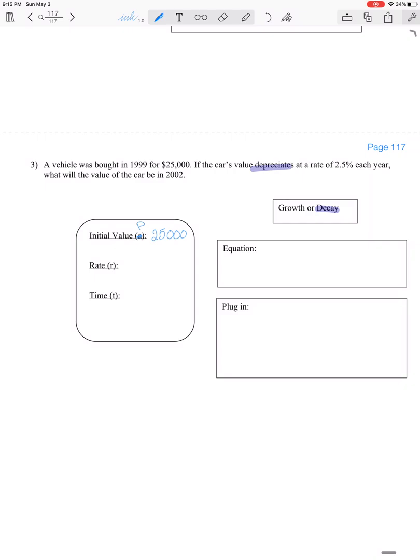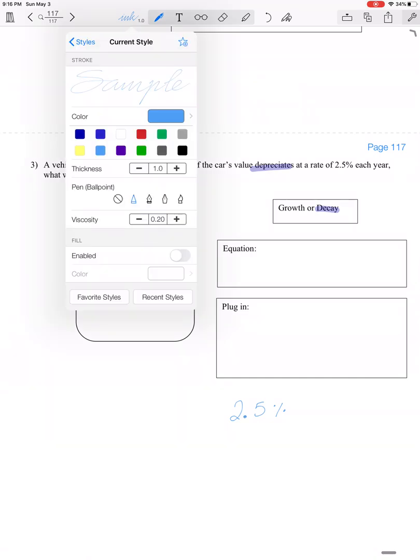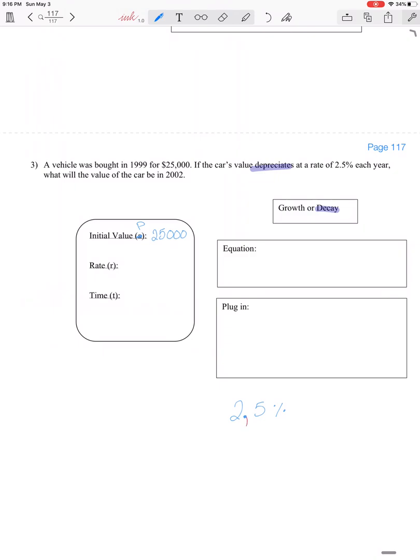Now rate. Again, we have this 2.5%, so we have to convert that to the decimal. So again, we move the decimal place 2 places to the left. So it's going to be 0.025.